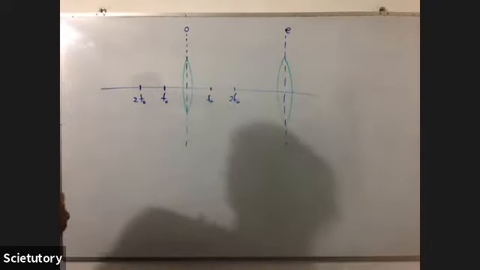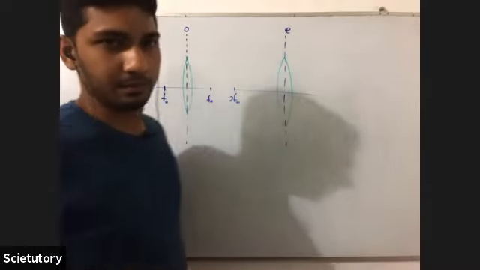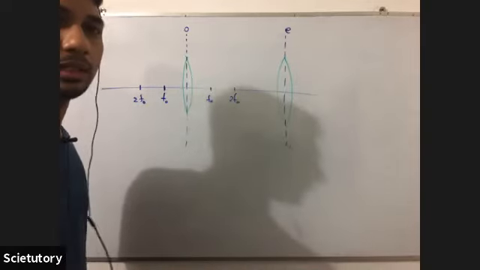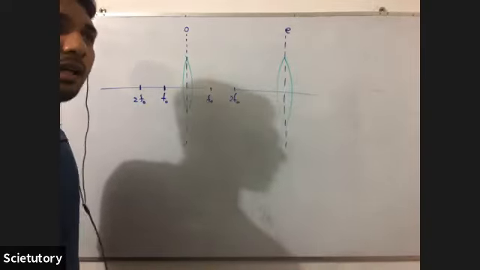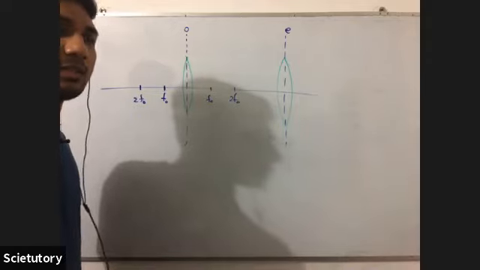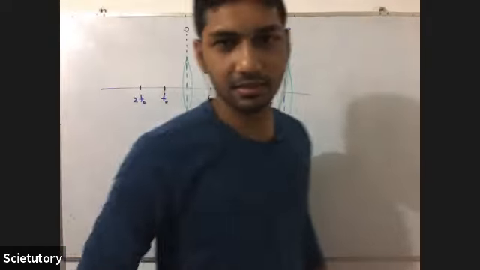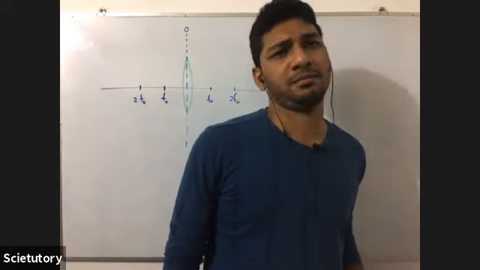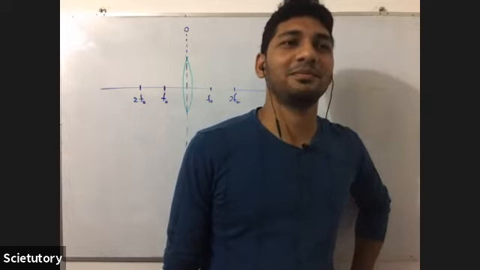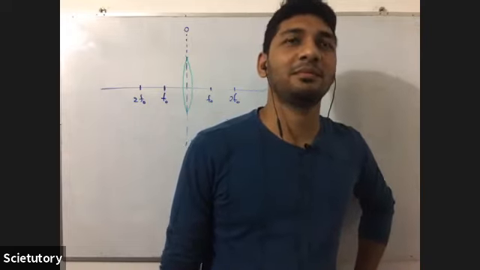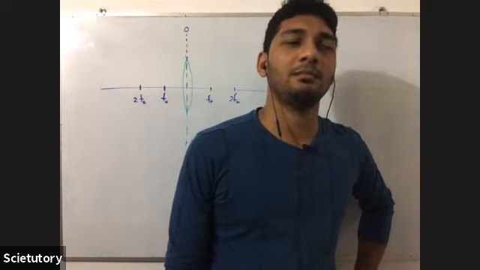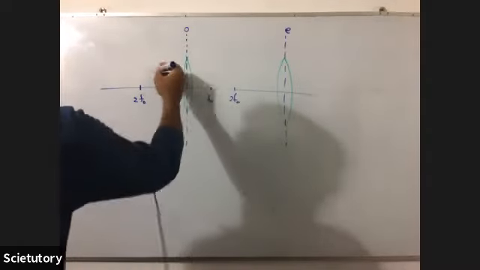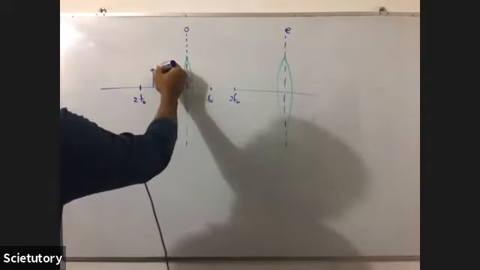Now tell me, where do you keep the object in relation to the objective? Quick. Just unmute and answer. It's not a very difficult question. You should answer. Outside the focal point. Yeah, between f0 and 2f0, no? Like this, you keep the object.